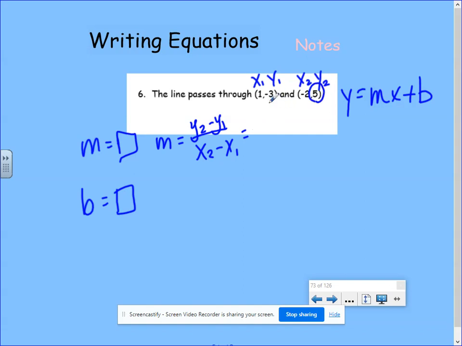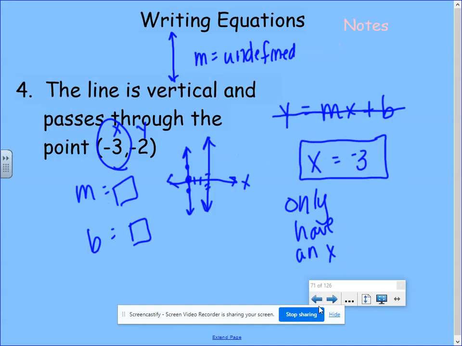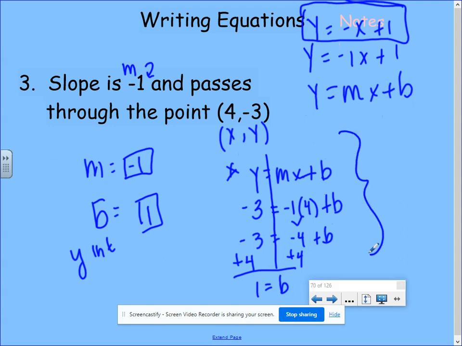So I'm going to take my y values, 5 minus a -3, over -2 minus 1. So that's going to give me 8 over -3, or -8/3. So we do have our m value. Now, remember that strategy I showed you back in number 3, this little technique here to find our b value. Well, we're going to do that again.